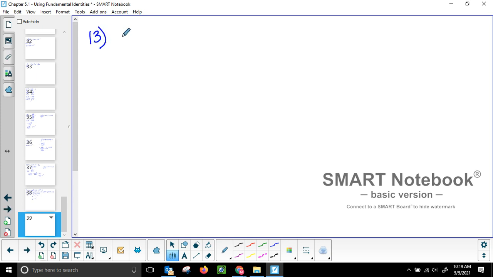So we'll do 13. All right, so 13 we have cosine of x plus 1 over sine cubed x is equal to cosecant x over 1 minus cosine x. Now, technically, you can work with either side and make it look like the other one. In a case like this, it wouldn't really matter.